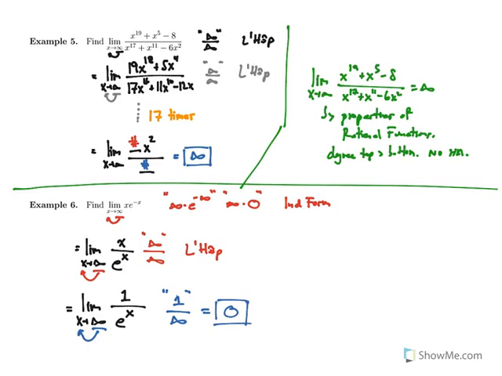So again, we can't use L'Hopital's rule immediately. We have to manipulate this algebraically. We can't say anything about the limit when it was infinity times 0, but L'Hopital's rule allowed us to get it to a point that we could do something.